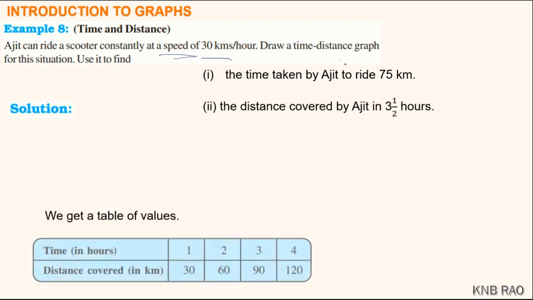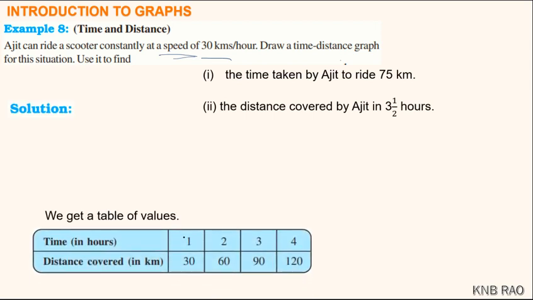Coming to the solution, this is the table that I am going to draw: for 1 hour 30, for 2 hours 60, for 3 hours 90, for 4 hours 120 kilometers that you will travel. So from this I took just the unitary method.